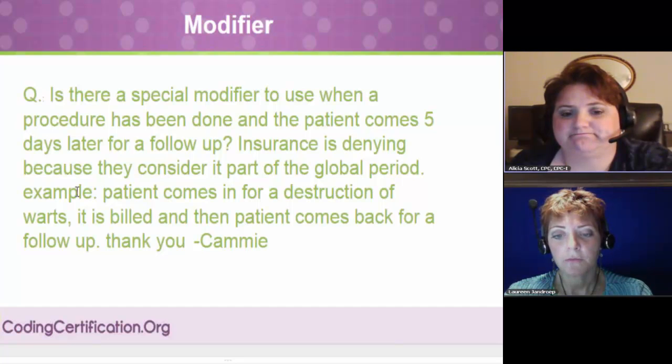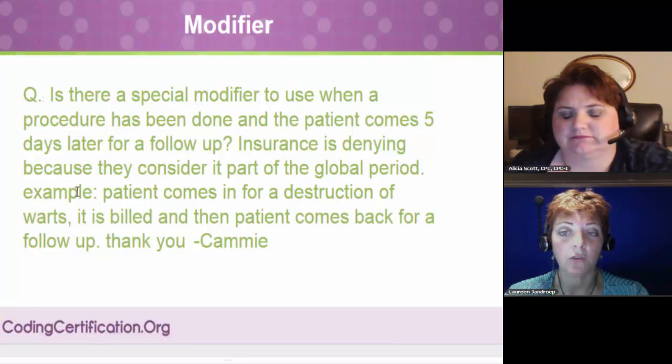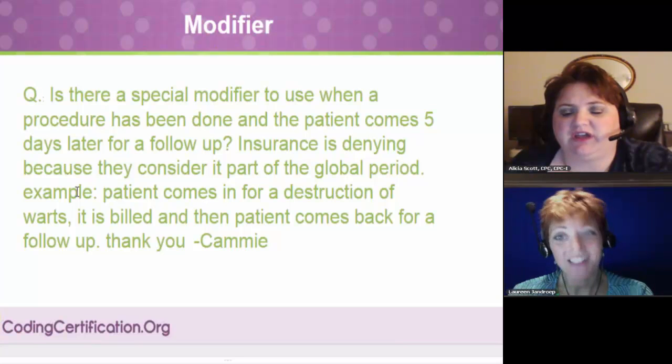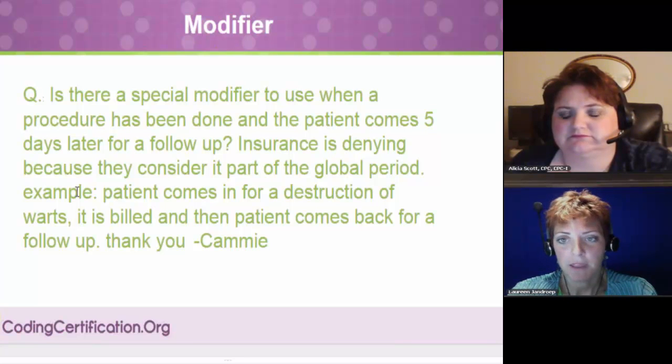Right. So for the wart thing, if they're coming back in for a follow-up, you have to find out first what the global period is for that particular CPT code for your payer. It sounds like they have a 10-day global. And you saw them 7 days. Did it say a week? 5 days later, yeah. So you're probably in a global period for it, according to that payer. It sounds like. So they're not going to pay that.